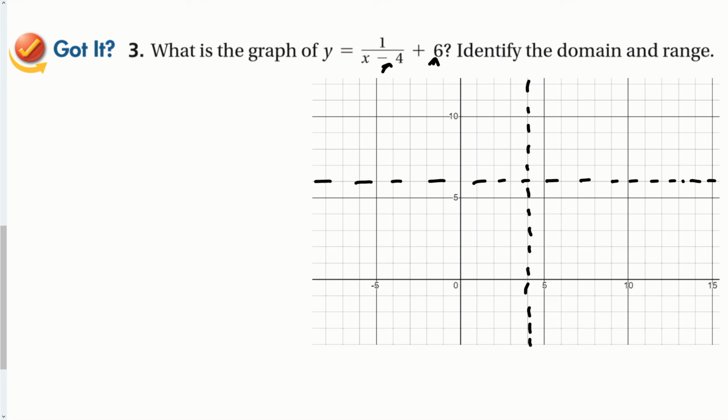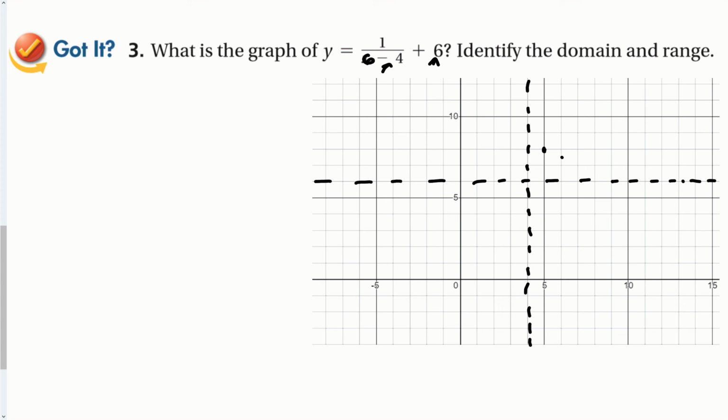I can just make my table. When I plug in 5, I get a 7. And when I plug in other numbers over here, I'm going to get my curve to be kind of like this. Let's plug in the 6. That would be 1/2 plus 6, which would be 6.5. So we would get something kind of like that.